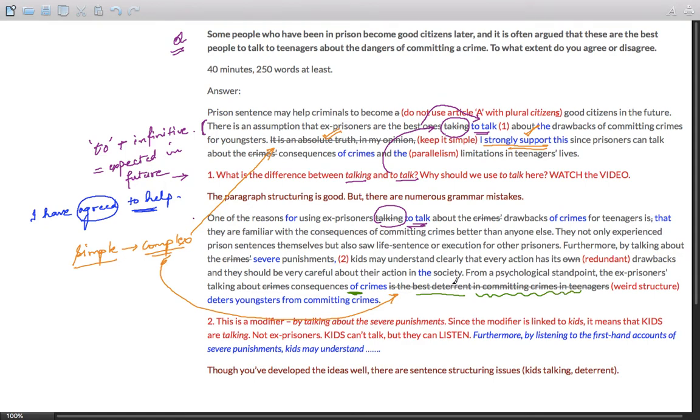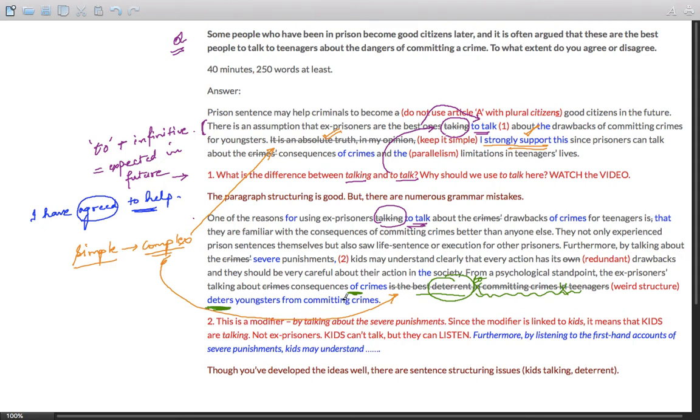So whenever you use the word deterrent, the right preposition with that is to. It is a deterrent to do something. But here you have used in, which is wrong, and you can't say committing crimes in teenagers. So this thing can be simplified by simply replacing deterrent with deters. The ex-prisoner is talking about consequences of crimes, deters youngsters from committing crimes, or something like that. I've just given an option with deters.